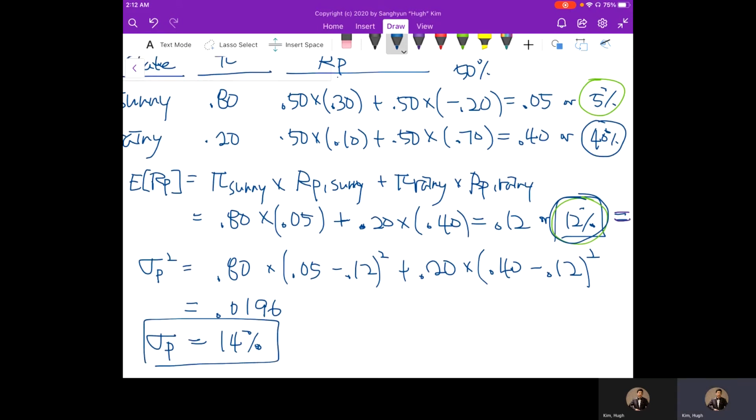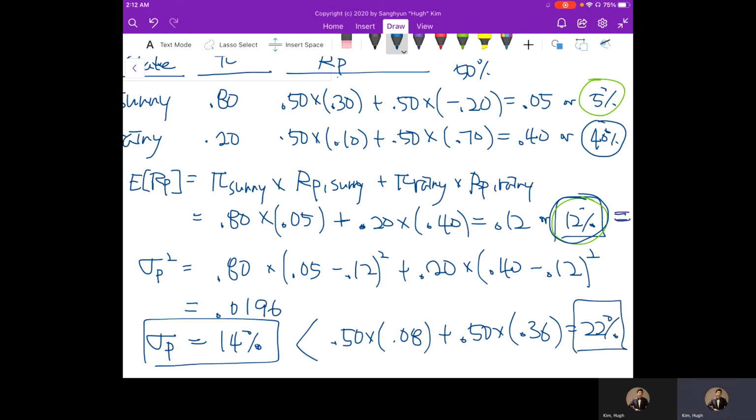And this portfolio standard deviation is actually less than the weighted average of standard deviations on the individual assets, which is 0.5 times 0.08 plus 0.50 times 0.36, which is 22%. So the weighted average of standard deviations on the individual assets is 22%, but the portfolio standard deviation is much lower than the weighted average. So this is 14%. And this is one of the most important results in finance, which is often summarized by, don't put all your eggs in one basket. It's always better to diversify.